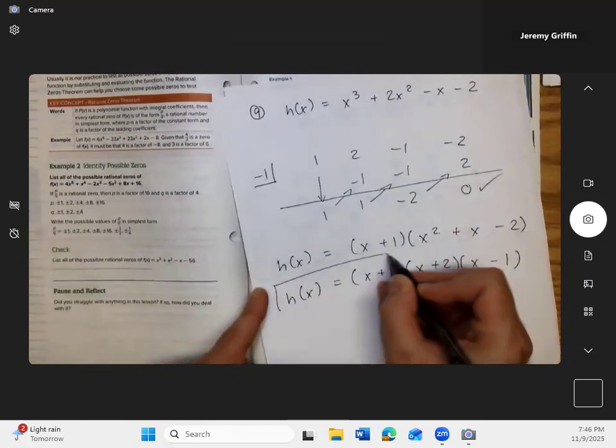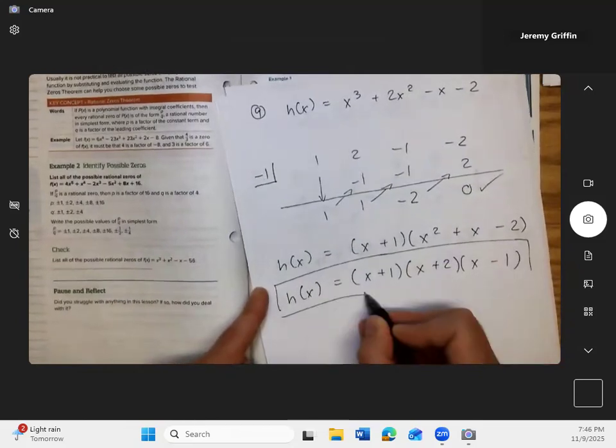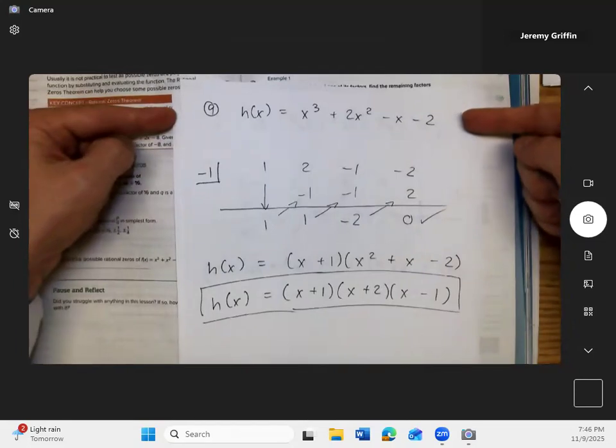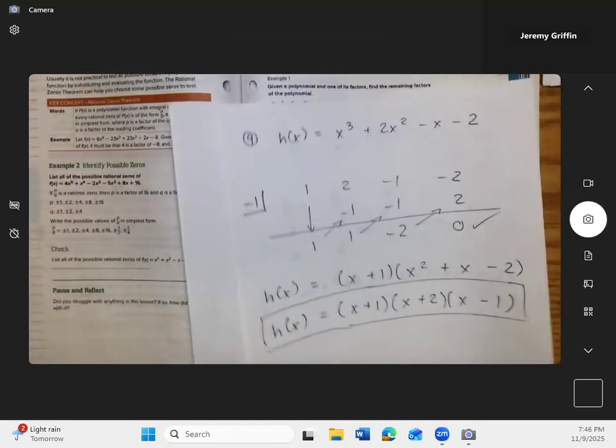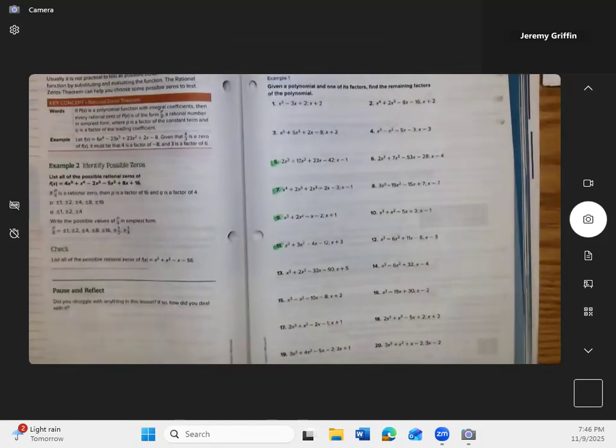Okay, so there you go. There's the full factorization right there. So this original h of x fully factors like this. That's it. That's all the factors. We're good. And number 11.